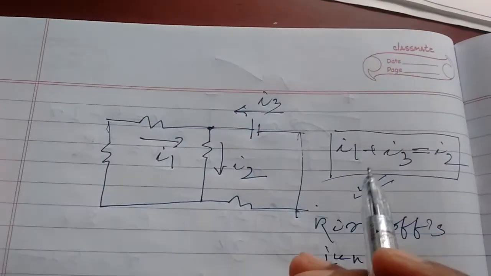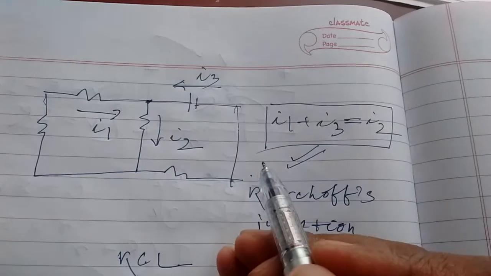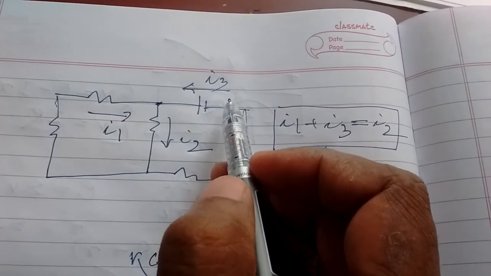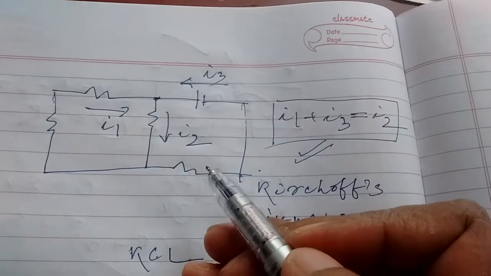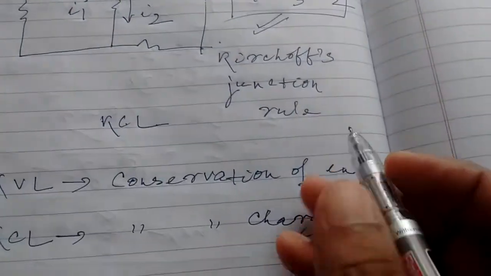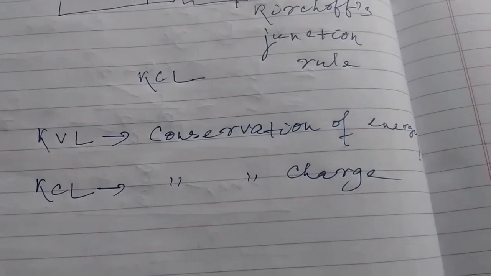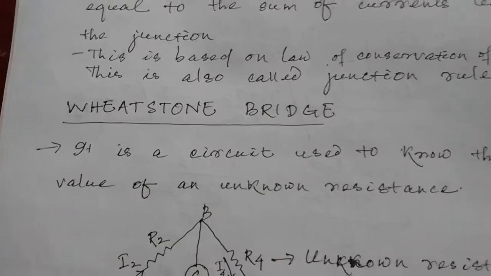Now come to the junction rule. Here look, I1 entering, I3 entering, I2 outgoing. I1 plus I3 is equal to I2. Whatever charge is carried by I1 and whatever charge is carried by I3, both combined are going out of this junction through I2. That means amount of charge entering is equal to amount of charge going out. That's why this is called conservation of charge. Okay. Now next come to the first application of these laws, Wheatstone bridge.